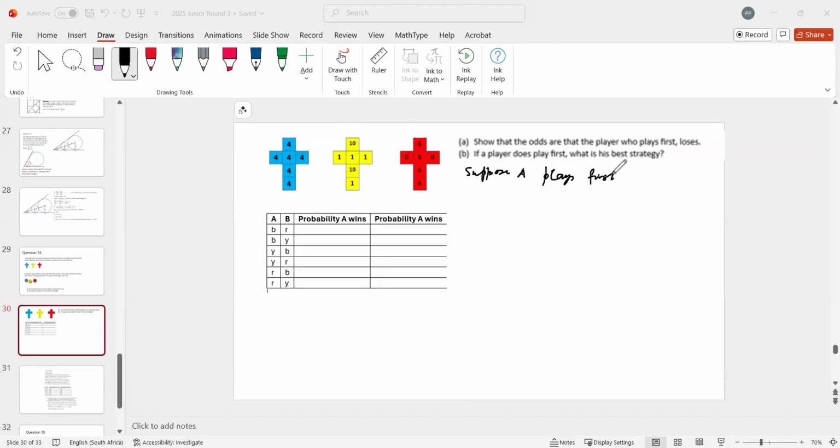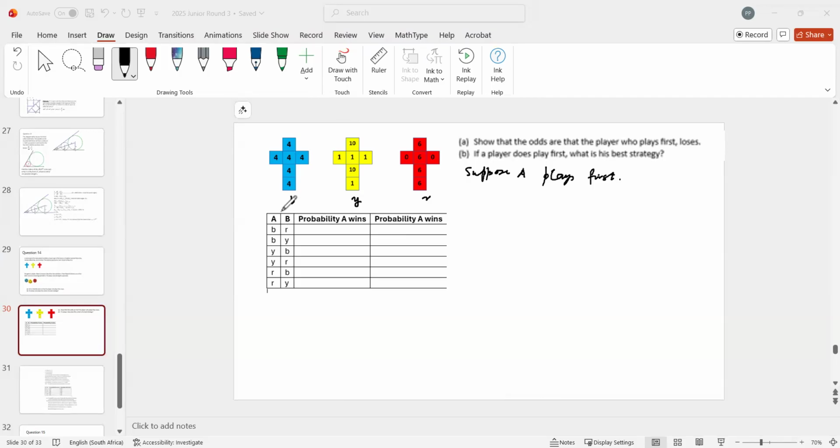Their names are not given, so we'll call them A and B. Okay, now this I call the small b for blue, and I call the small y for yellow, and I call the small r for red. So these are the 3 dice. The 3 dice have also got names, B, Y, and R.